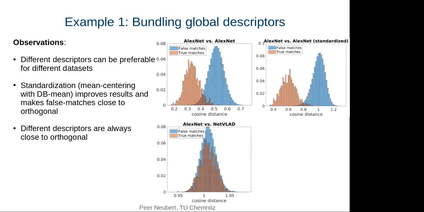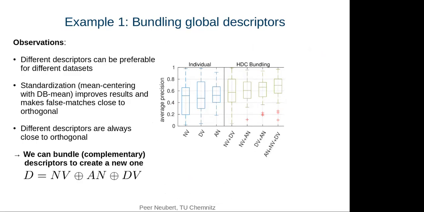So if we have this observation that different descriptors behave like random vectors, this really brings us to the field where we can directly apply VSA operations. So we can do something like simply bundling complementary descriptors to create a new one. So we just compute a new descriptor based on the NetFLAT descriptor bundled with the AlexNet descriptor bundled with the DenseFLAT descriptor. If we look at the performance, here again in blue, the initial or standalone descriptors, that's what we've seen before.